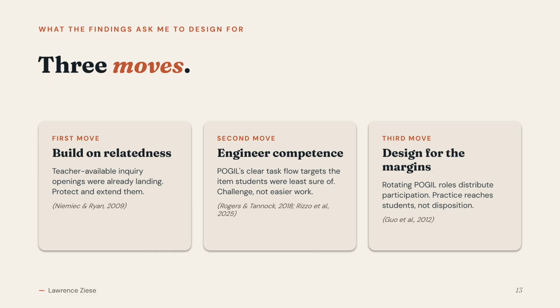Third, design for the margins. The support plan gap echoes both my secondary question and Rogers and Tannock's central finding, that some students have their needs met less. Rotating Pogo roles distribute participation so that relatedness does not depend on matching the room's extroversion norm. And Gao and colleagues in 2012 found that teacher effects reach students through classroom practice, which is the argument for engineering practice rather than relying on disposition.